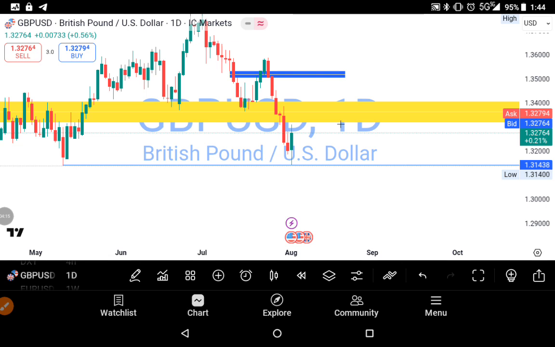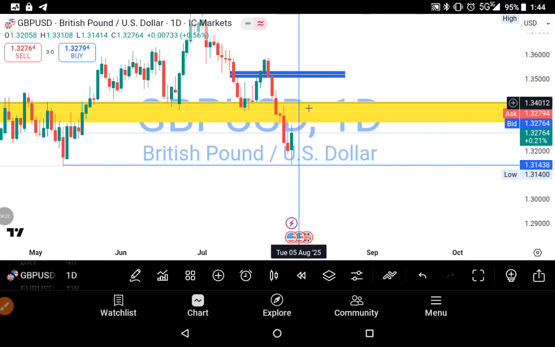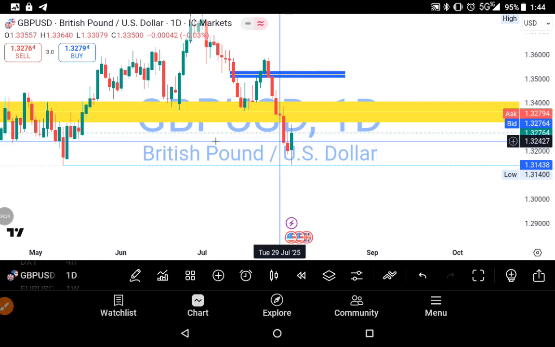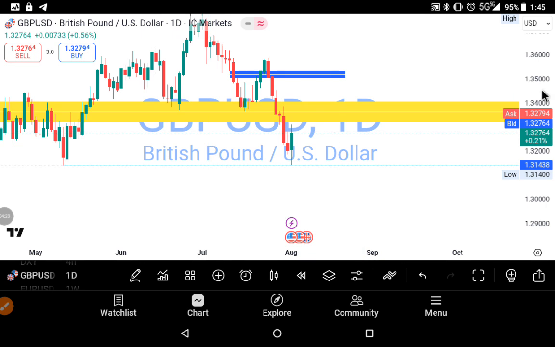So as long as the level 1.33500 holds the price and serves as a resistance to the price. But if it does not serve as a resistance to the price, then we should be able to see 1.35000 again. But I'm of the opinion that we should be seeing a downward movement for a while.